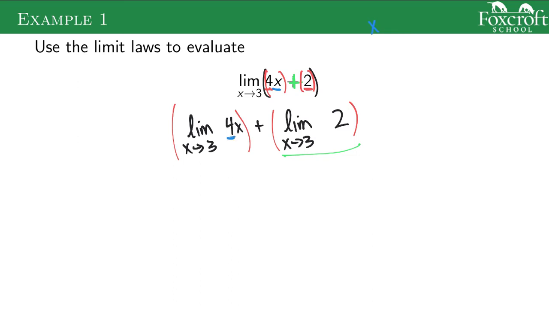so we have 4x. This 4 can jump out in front of the limit. So we have the 4 there, and the limit, oops, wrong thing. There's just an x there now. I don't know why it won't let me erase this, so I'm just going to write over it. And there's an x there.